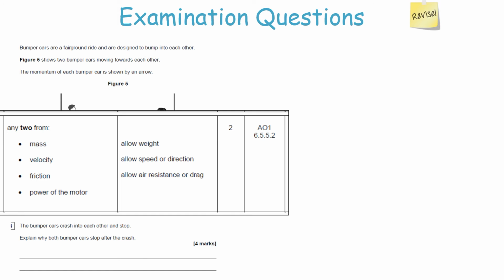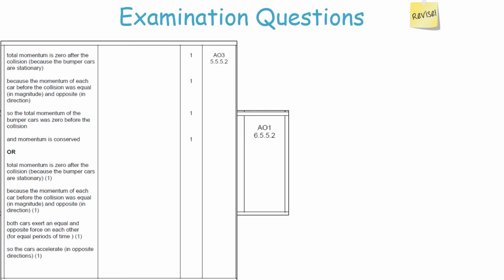Now the two bumper cars crash into each other and then stop. So what's going on? Well, if you've got a collision or a crash, it's most likely going to be the conservation of momentum. So we know that after the collision, the total momentum is going to be zero. We know this because both cars have stopped. So when your velocity is zero, when you are stationary, your momentum must be zero. Now that tells us that beforehand, if the conservation of momentum is true, and it was zero afterwards, it's got to be zero before.